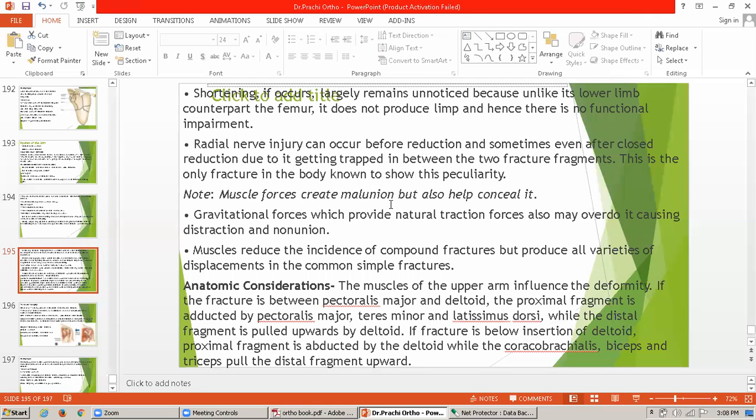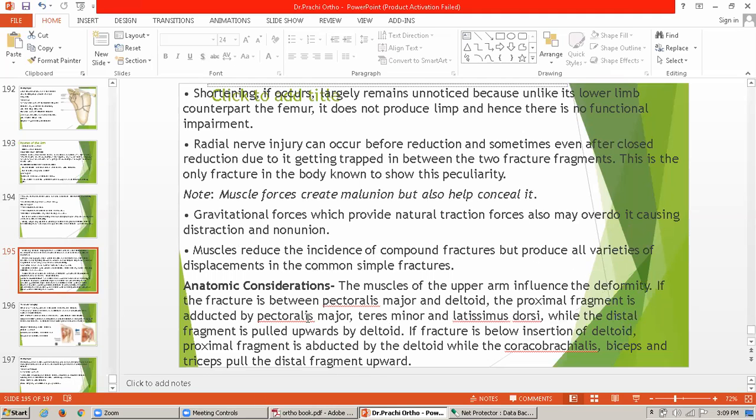Note that the muscle forces create a malunion but also help to conceal it. Gravitational forces, which provide the natural traction forces, may also overdo it, causing distraction or non-union. The muscles reduce the incidence of compound fracture but produce all the varieties of displacement in the common simple fractures.